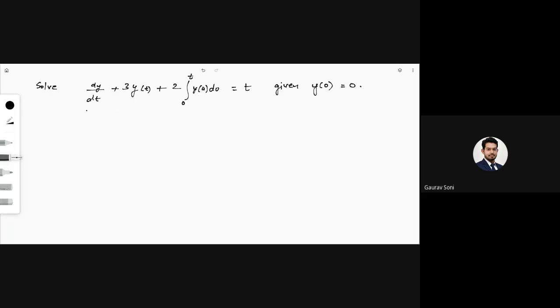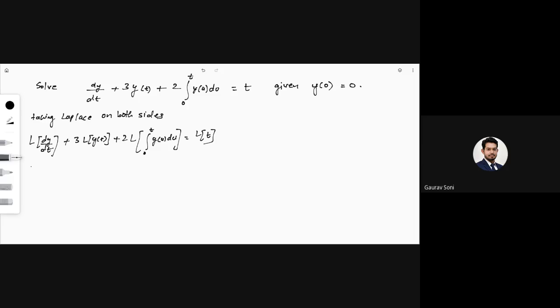Still, we will apply the same method, taking Laplace on both sides. So Laplace of dy by dt plus 3 times Laplace of y of t plus 2 times Laplace of integral 0 to t y of u du is equal to Laplace of t.